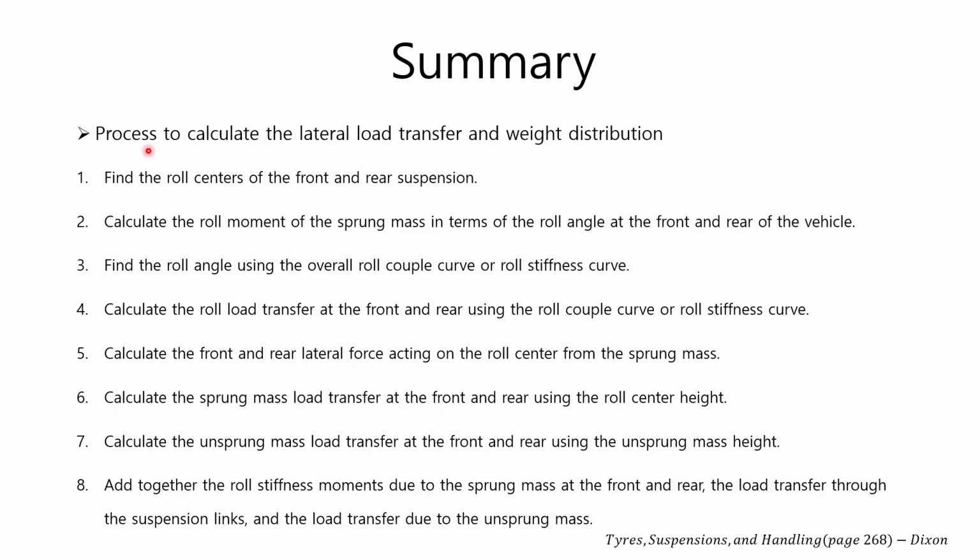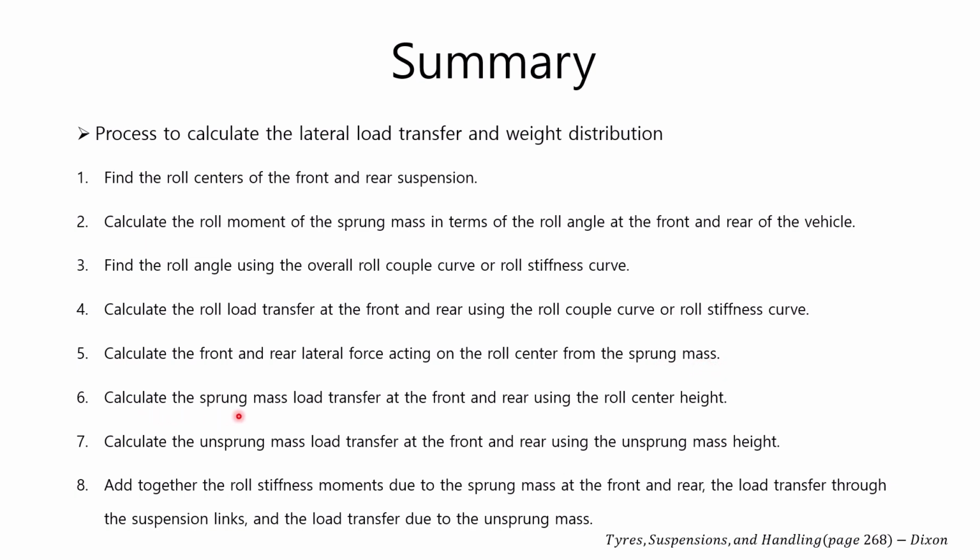The process to calculate the lateral load transfer and weight distribution can be summarized as follows. Find the roll centers of the front and rear suspension. Calculate the roll moment of the sprung mass in terms of the roll angle at the front and rear of the vehicle. Find the roll angle using the overall roll couple curve or roll stiffness curve. Calculate the roll load transfer at the front and rear using the roll couple curve or roll stiffness curve. Calculate the front and rear lateral force acting on the roll center from the sprung mass.